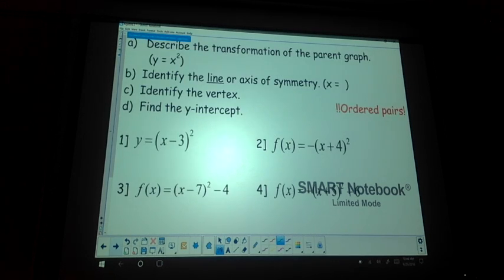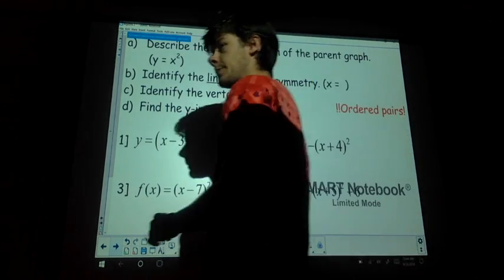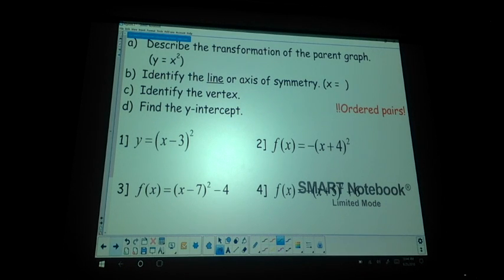And all of these showed up on your paper, I believe. Okay, so they want us to describe the transformation. So write 3. Is that okay? And then I'm going to do all the transformations first. This one is left 4. Again, I'm doing all the transformations. This one is right 7 and down 4.